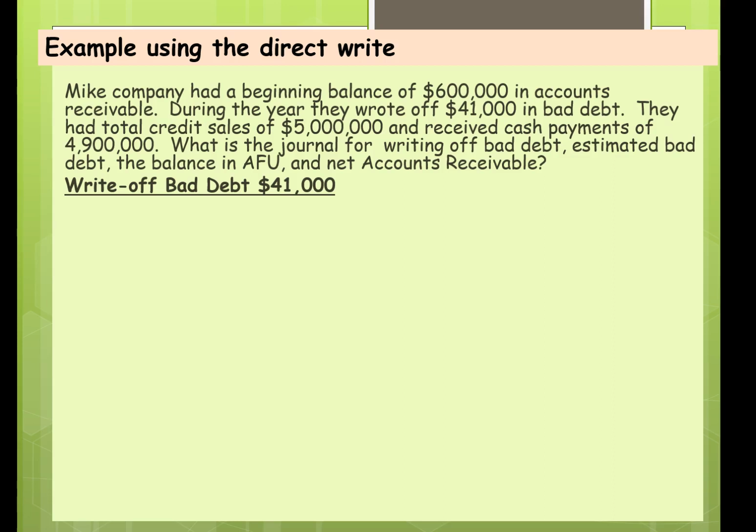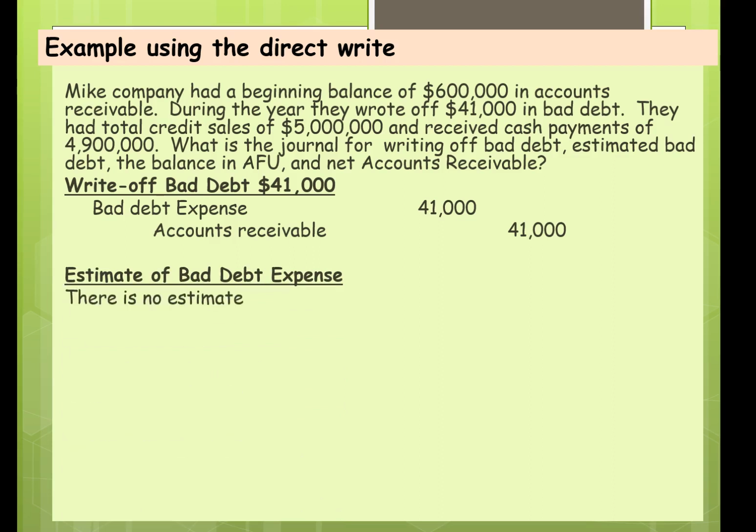The write-off of bad debt would be bad debt expense, because when you use the direct write-off method, you use the actual amount written off and you reduce accounts receivable. So in this example, we're going to increase expense on the income statement and reduce an asset on the balance sheet. When you use the direct write-off, it always affects the income statement and the balance sheet when you write off bad debt.